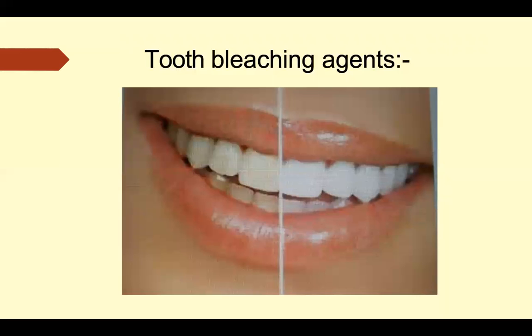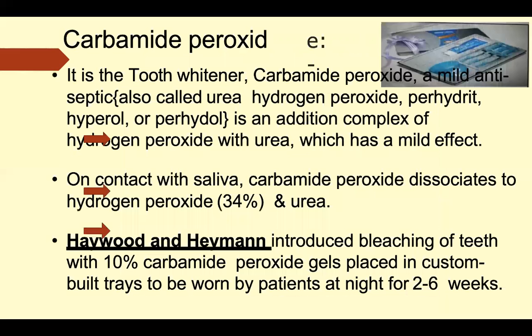Tooth bleaching agents to clean the tooth and make it white. Now, carbamide peroxide is the tooth whitener. Carbamide peroxide, a mild antiseptic, also called urea hydrogen peroxide, perhydrate, hypirol, or perhydrol, is an addition complex of hydrogen peroxide with urea, which has a mild effect. On contact with saliva, carbamide peroxide dissociates to hydrogen peroxide and urea.